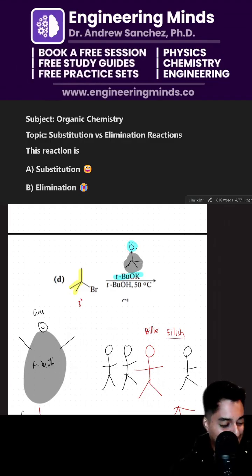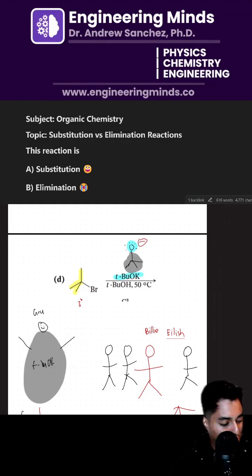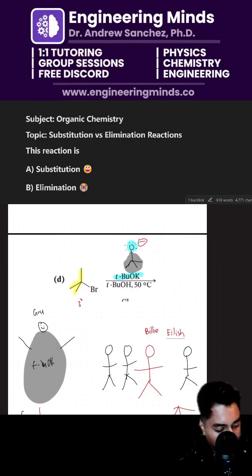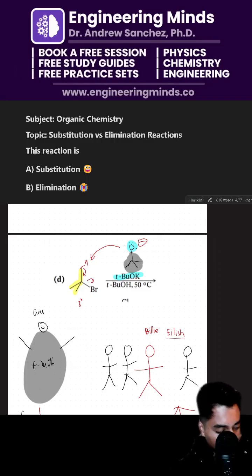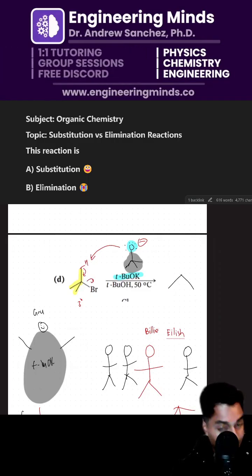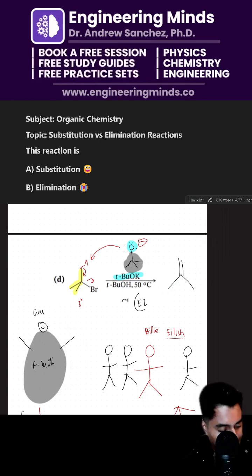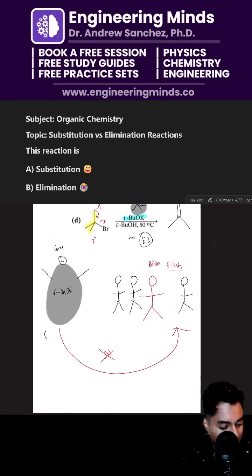Terbutoxide looks a lot like GRU, and then GRU is gonna come in and demolish one of these protons and generate an E2 product here, just like that. It's gonna be 1, 2, okay, just like that. It's gonna be the E2 major product. So it's gonna be E2, not substitution, okay?